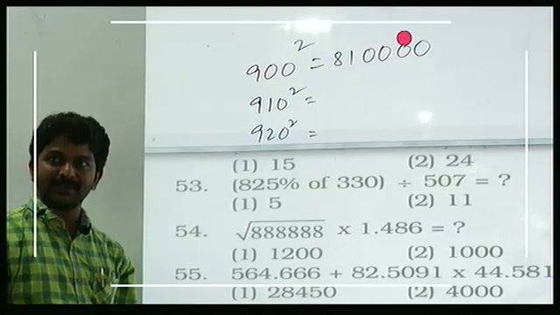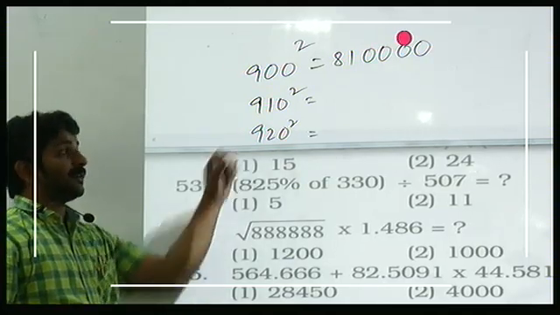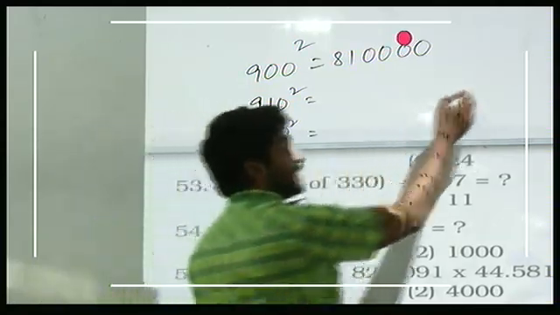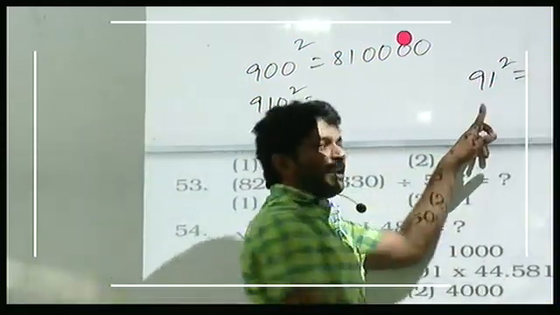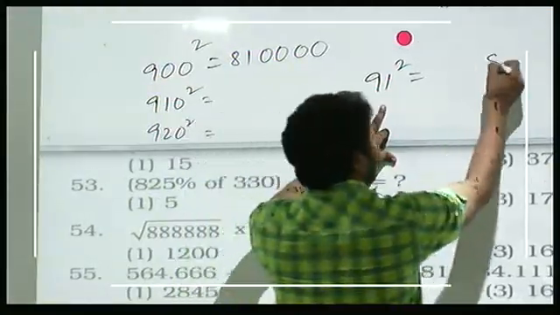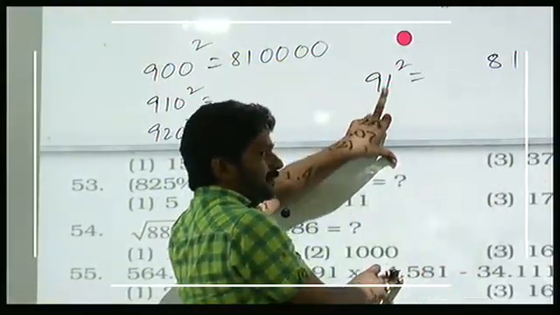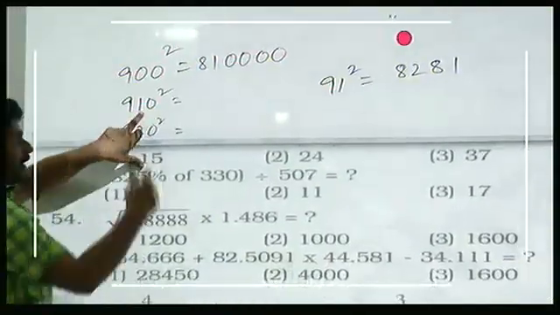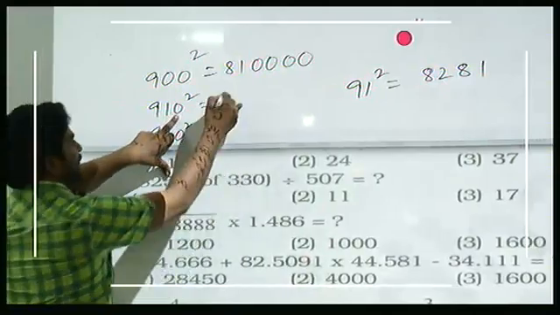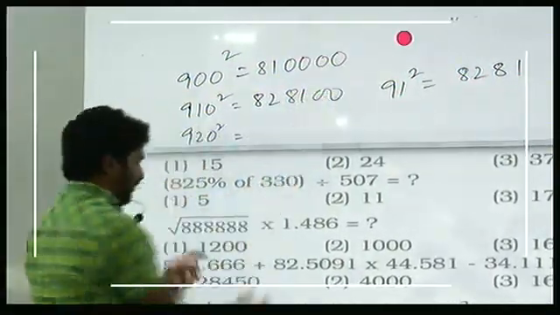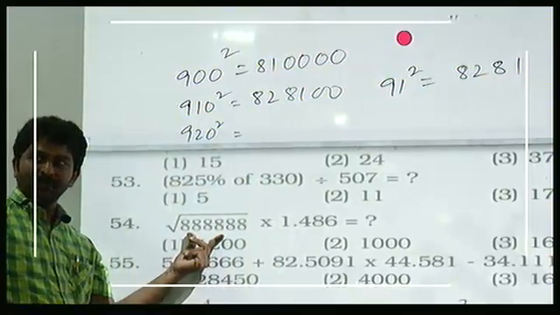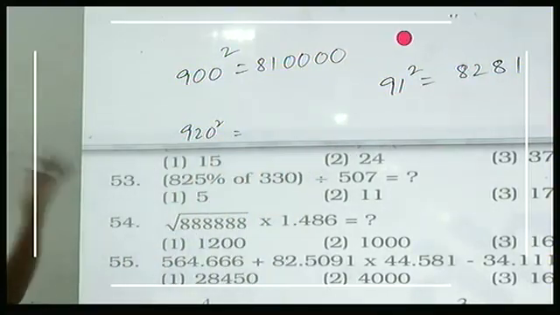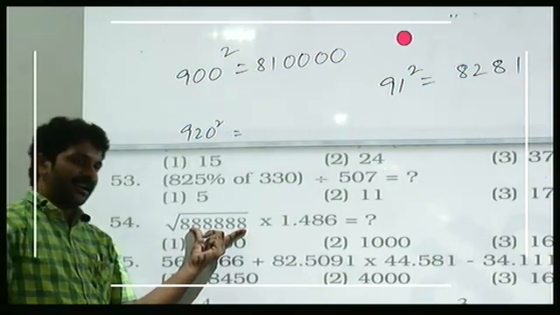How much is 91 square? I already told you. 91 square. This is 9 less than 100. 9 square is 81. Subtract 9 from 91, how much is that? 82. So 91 square is 82, 81. 910 square will be 82, 81 and then 00. This is again more than that. So for sure this is not 910 square. That will be definitely 920 square. So this value is 920.